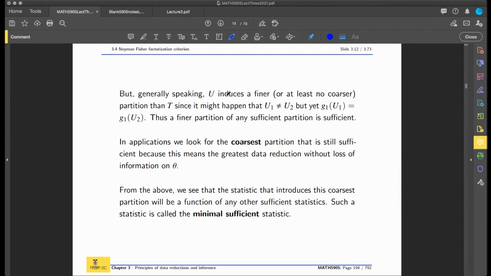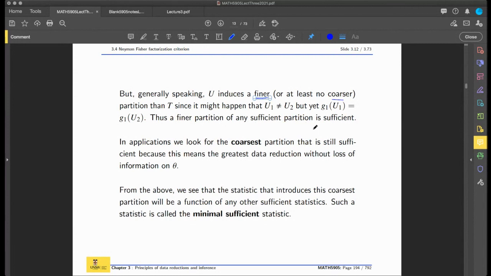Yeah, so as I said, generally speaking, u induces what you could say is a finer, or at least no coarser, partition than T. Since, for example, it might happen that u1 does not equal u2, but yet g of u1 equals g of u2.